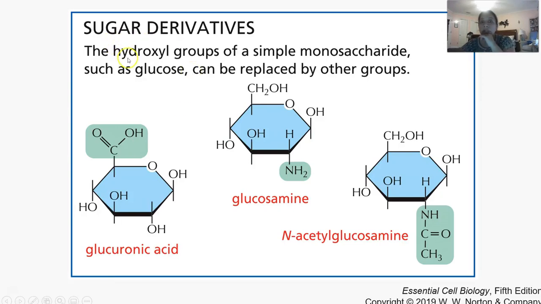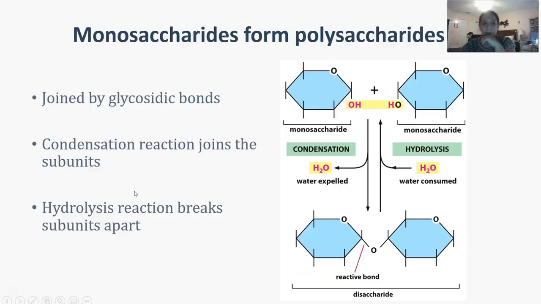So the sugar derivatives form because of this hydroxyl group changing or getting replaced by other groups. So a glucose molecule can have other groups attached to it to create a glucosamine when there's an amine group added to it, right? An acetylglucosamine when there's an acetyl group added to it, or glucuronic acid when there's a carboxyl there.